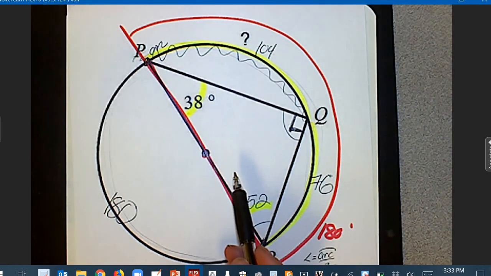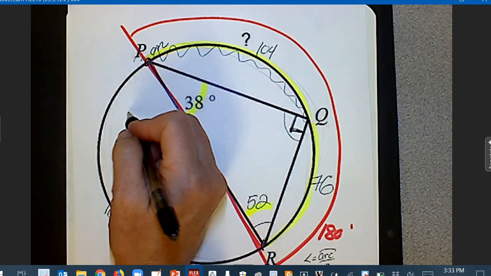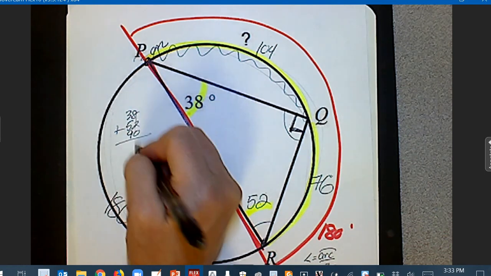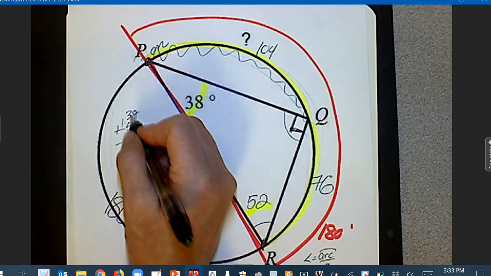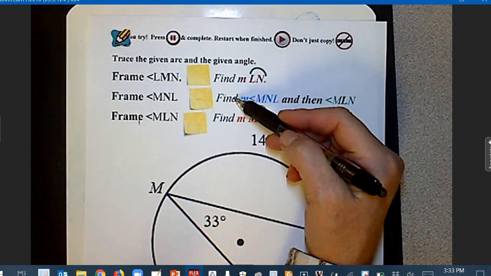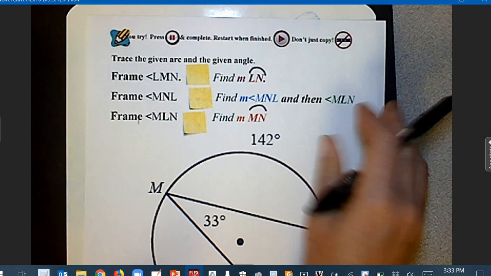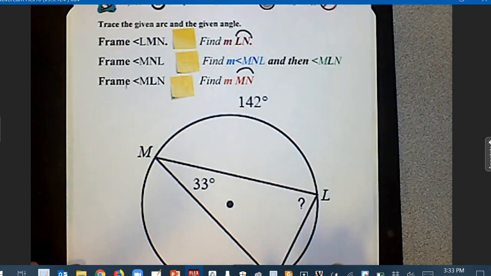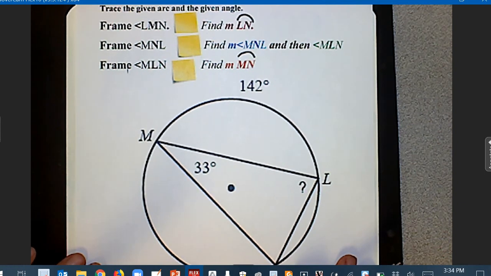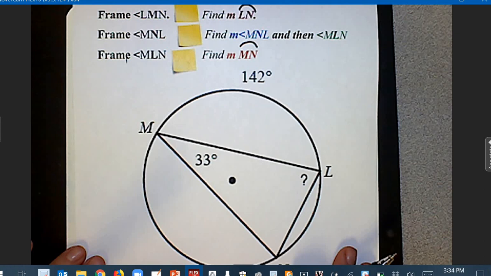Now, here's a way you can check to see if you're correct. Let's add these up. We have 38, 52, 90. That's 180, check. This page you're going to do on your own. I'd like you to read these instructions, follow them exactly, and then you're going to correct with the video. So at this point, pause the video and do your own work. Pause the video, then restart.